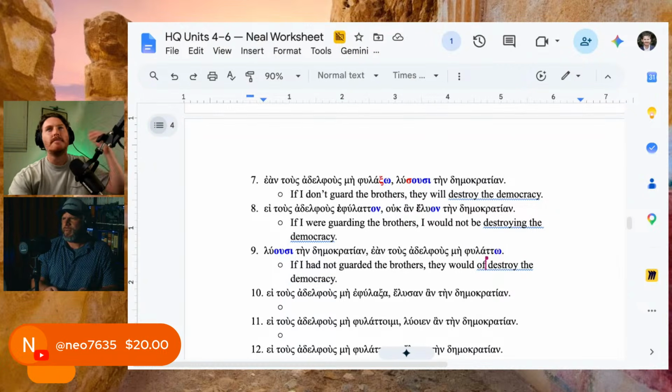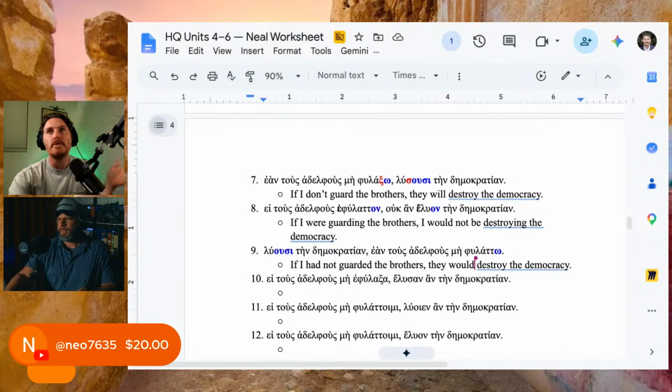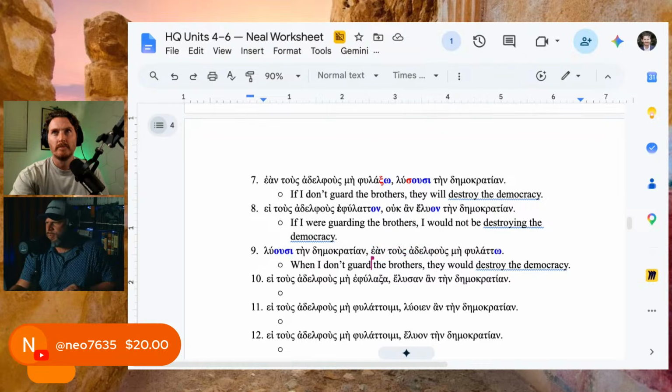Or no, it's not in the future though. Sorry, this is present general, which is whenever. So when I don't guard the brothers, they dissolve democracy, because it's the present indicative. Yeah, that makes sense. When I don't guard the brothers, they would destroy. That makes more sense. You're right. I like that. That's good, right? Okay.